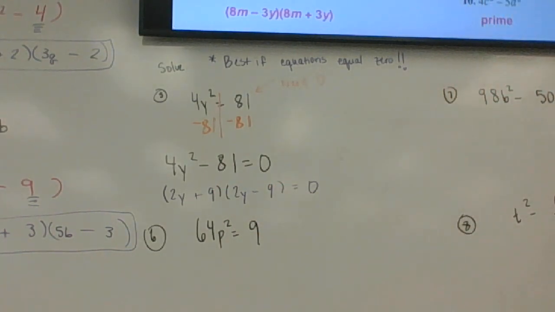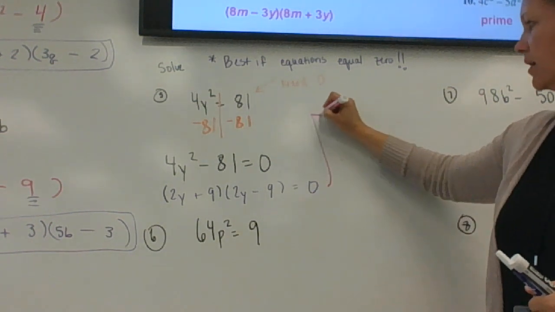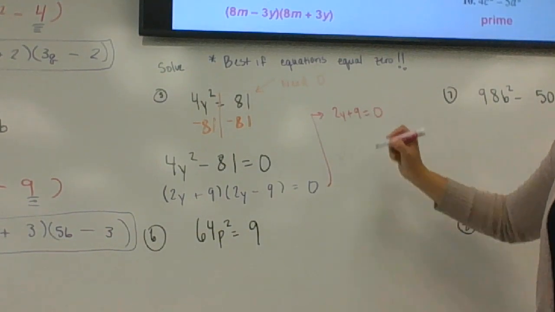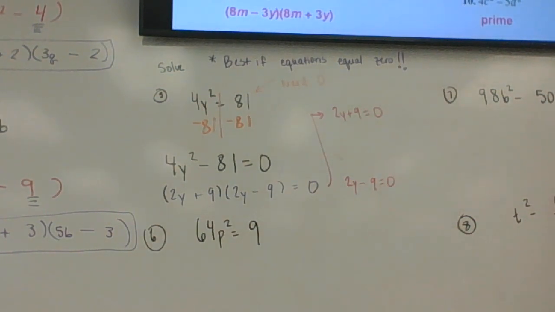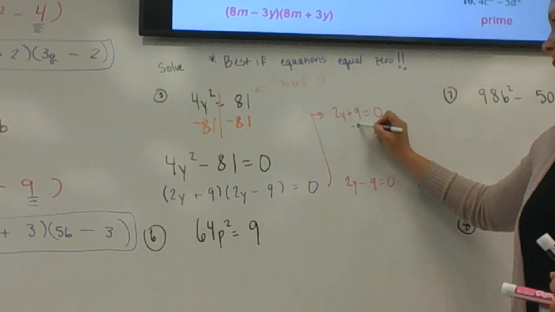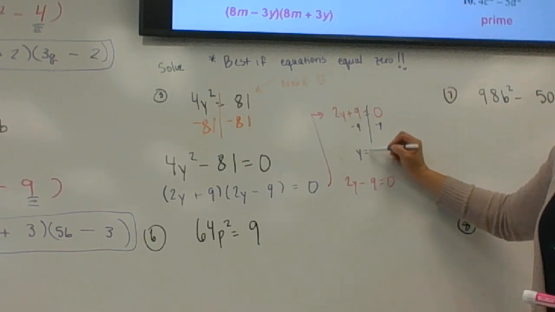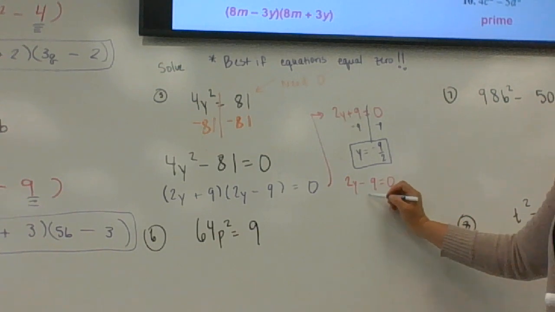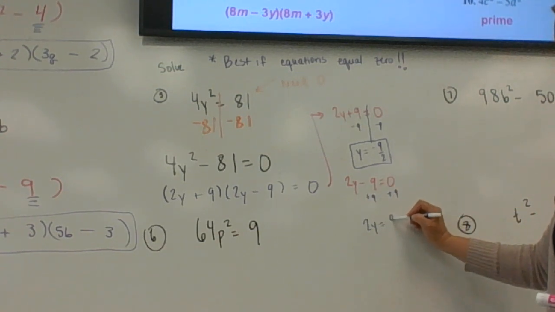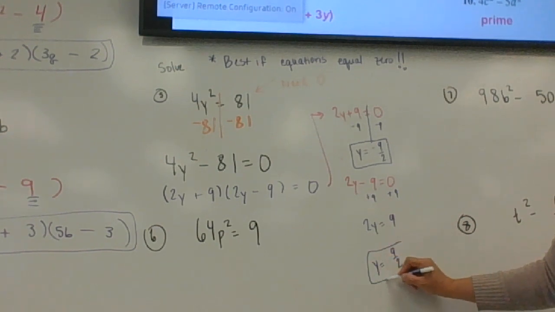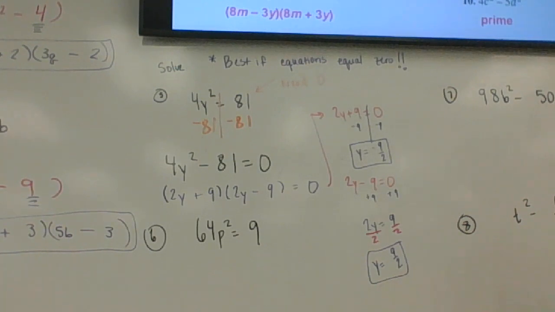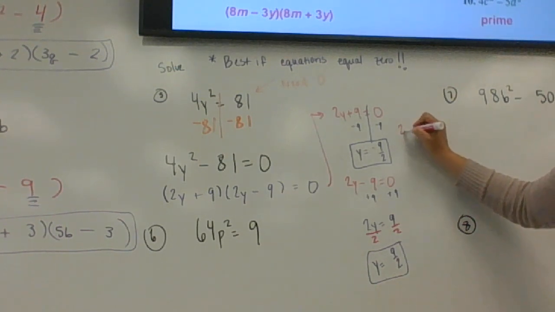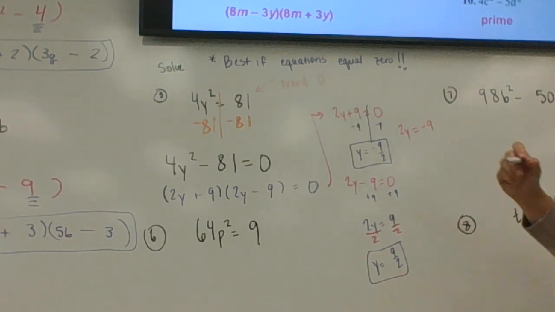Now, since we're asked to solve, we're going to do this like number 4 of Bellwork and do many equations. 2y plus 9 equals 0. 2y minus 9 equals 0. Put your little parentheses up. Fraction answers, not decimals. So our two answers are -9/2 and +9/2.